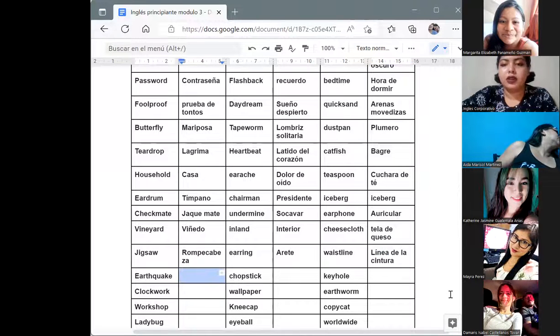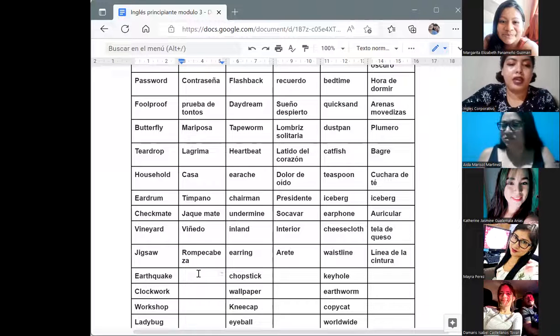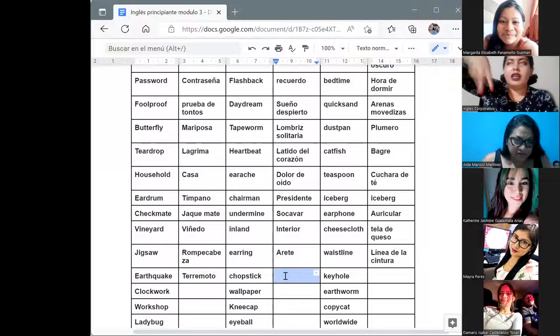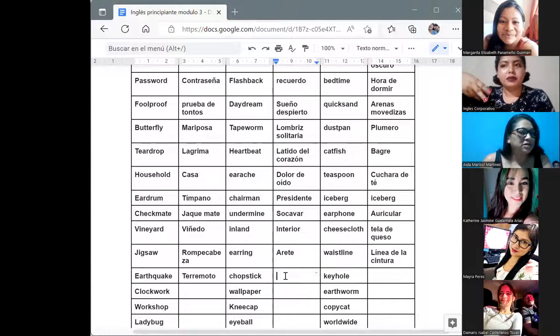Earthquake. This is another very common. Earthquake. Terremoto. Yes, terremoto, temblor. Chopstick. Asian people use this to eat. Palillo. Palillos.